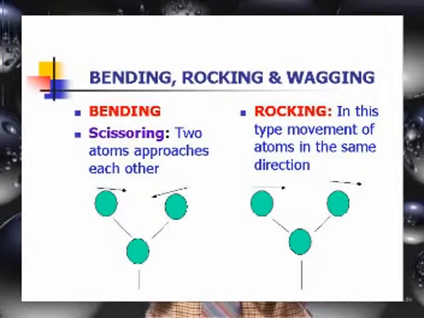Another one is what is called rocking. In this case, both atoms move in the same direction. Both atoms may be moving in the clockwise direction, or both atoms may move in the anti-clockwise direction, with a change in angle. That is what is called rocking. In both cases, change in angle is observed. Both belong to in-plane bending frequencies.